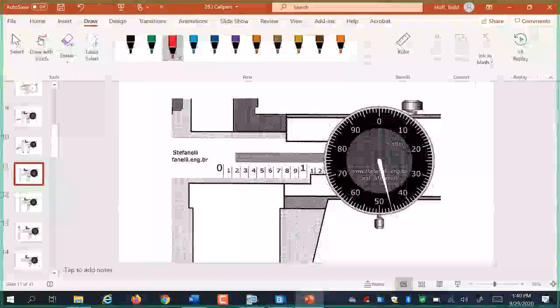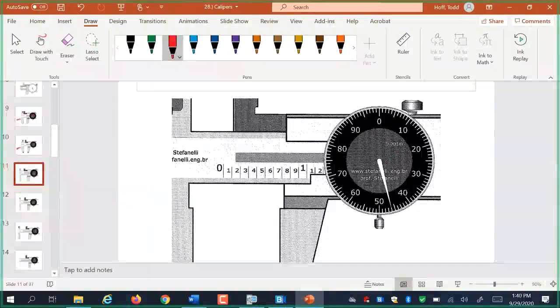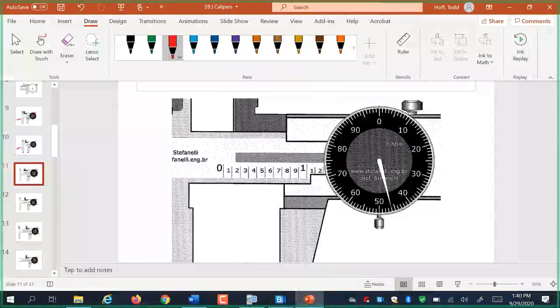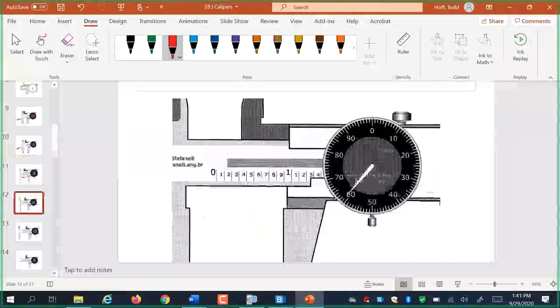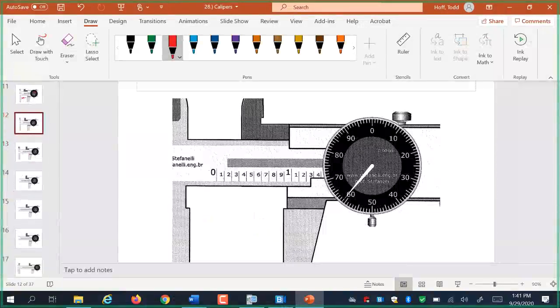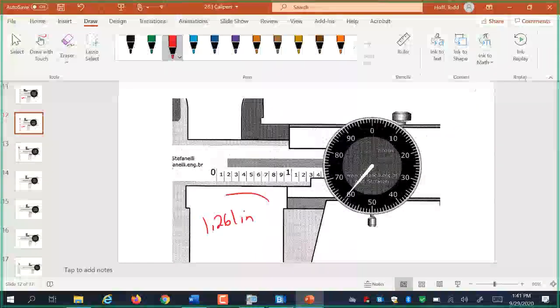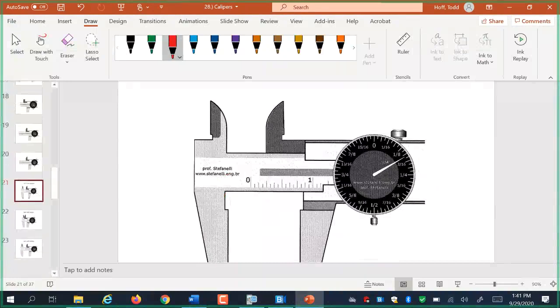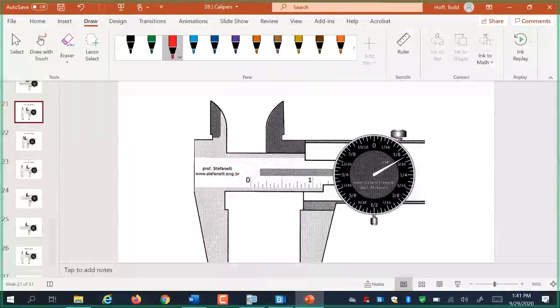How about this one? 1.046. 1.046. Perfect. This one? 1.261. 1.261 inches. Good.